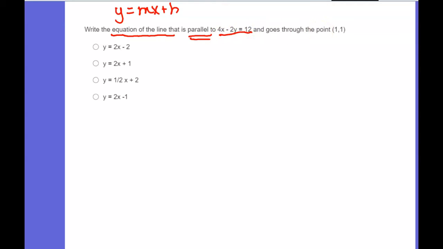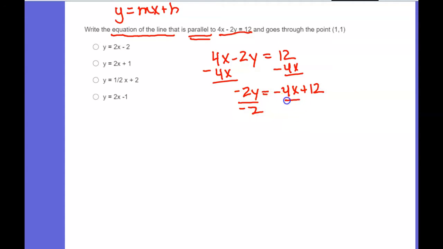Now we've got a lot of work here. We've got to start by taking the equation there and putting it into slope-intercept form. So 4x minus 2y is equal to 12. All right, again, we subtract our 4x from both sides. -2y equals -4x plus 12. And then we divide both sides by -2. Okay, so y is equal to 2x minus 6.